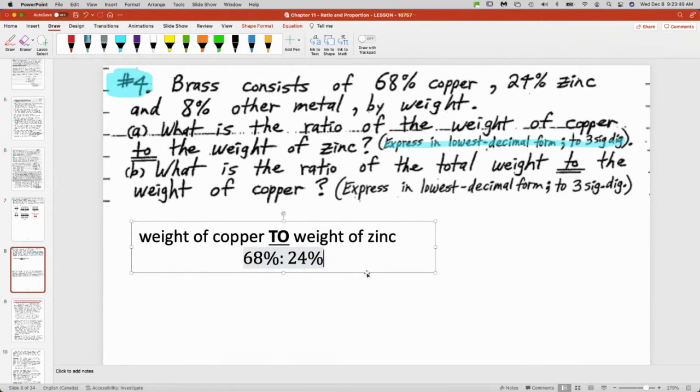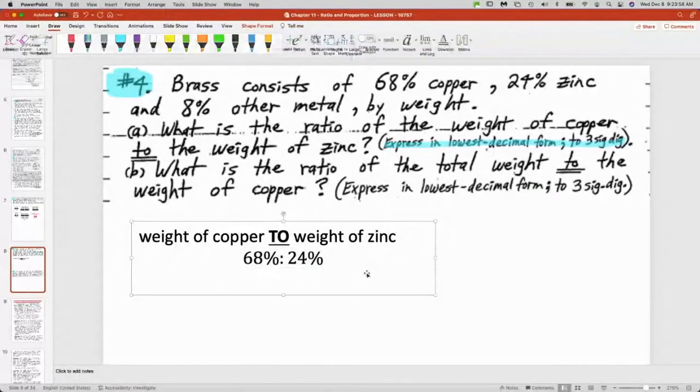So the first thing is, it doesn't matter how many grams of the particular material we're looking at. I don't care if this brass is a kilogram of it, a ton of it, a gram of it, or 50 pounds of it. What I care about is the ratio is 68 to 24, which is the first thing I'll do here.